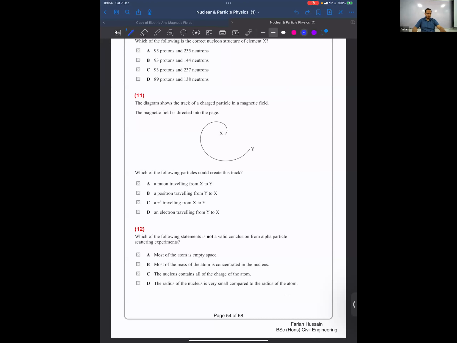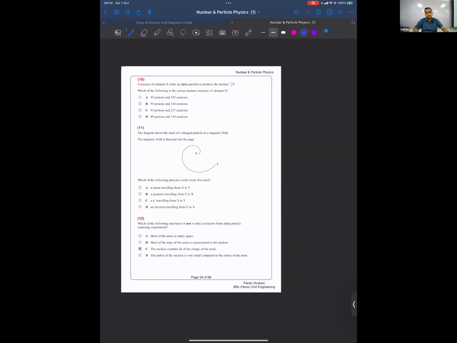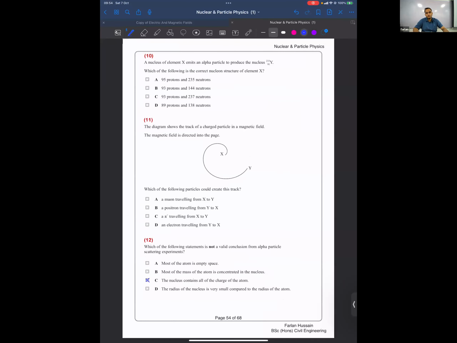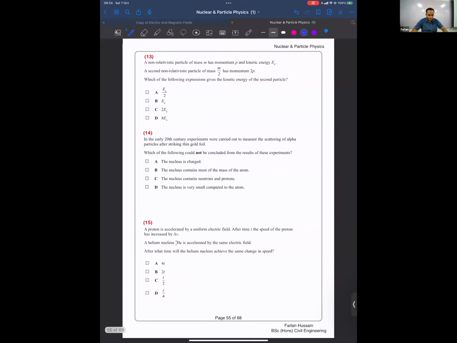D, the radius of the nucleus is very small compared with the radius of the atom. Yes, that was a conclusion. That means the nucleus is very small compared to the size of the atom. So the answer is C. D isn't a conclusion we wrote down in the table, but it is a conclusion we can come across. The nucleus is small compared to the size of the atom. So that means it talks about the radius.